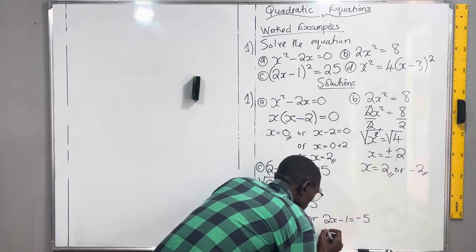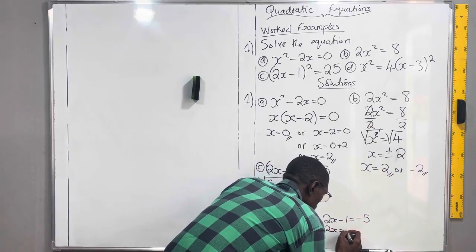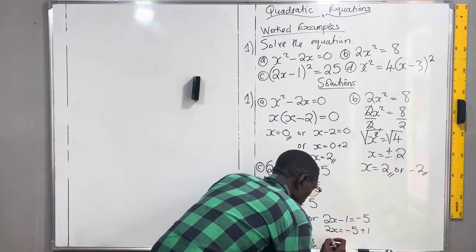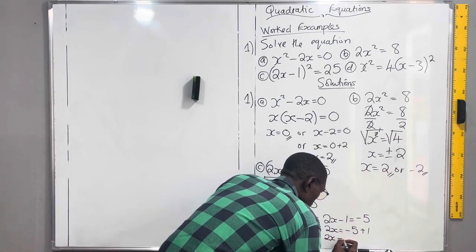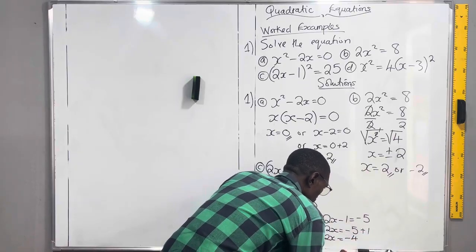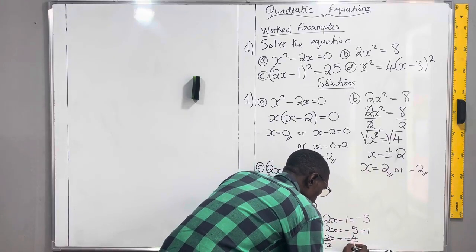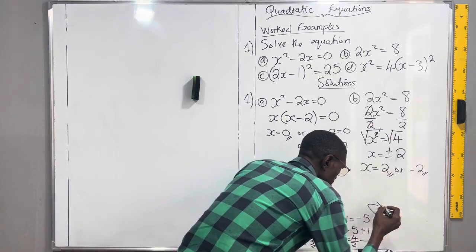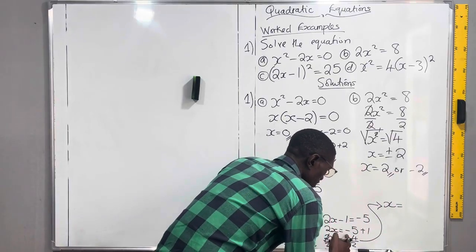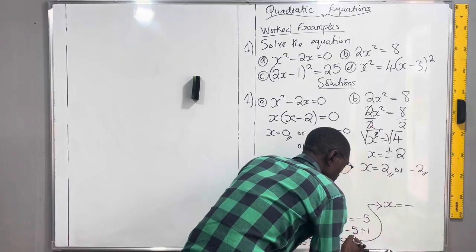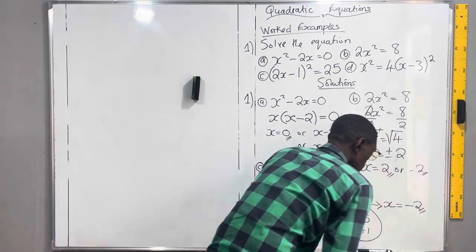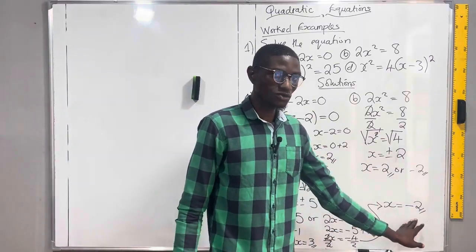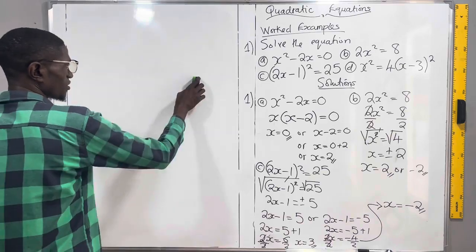Come to this one. We're now going to say 2x is equal to negative 5. This is a negative 1. When it crosses, it becomes a positive 1. And then we're going to say 2x is equal to negative 4. Divide both sides by 2. There they cancel. Meaning the value of x will be, negative divided by positive is a negative. 4 divided by 2 is a 2. So that's the other value of x. The one is x is equal to 3, the other is x is equal to negative 2. And you are done. We now come to the last one.